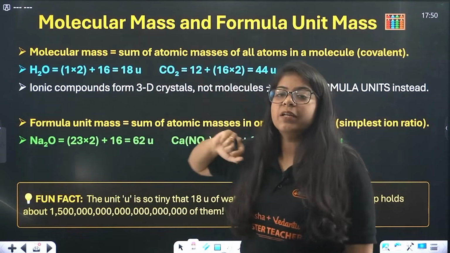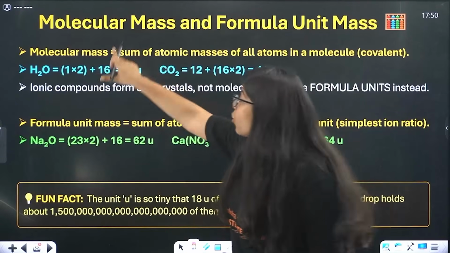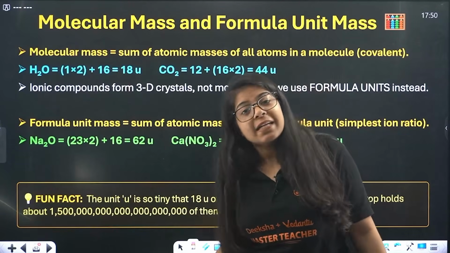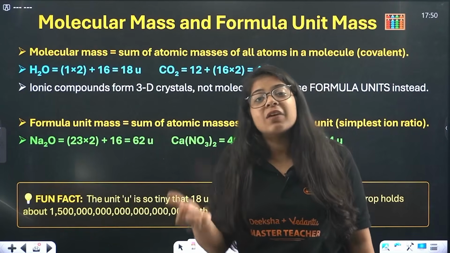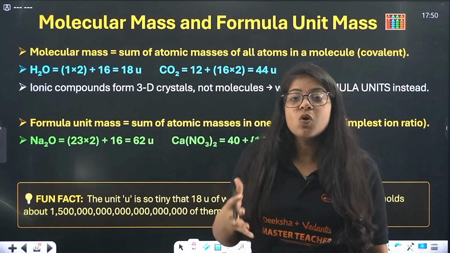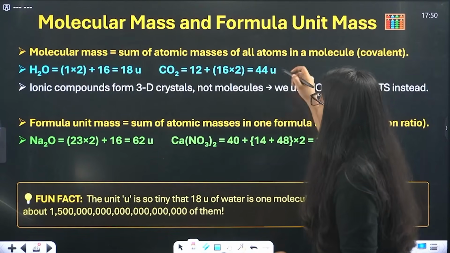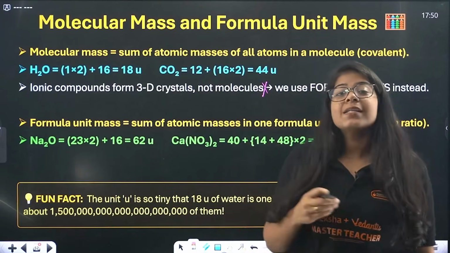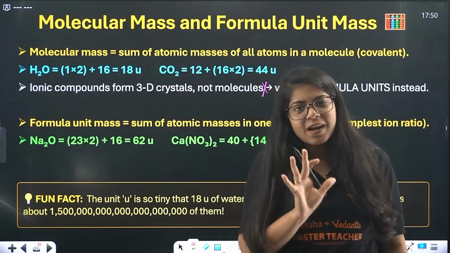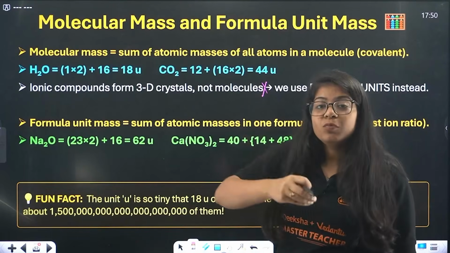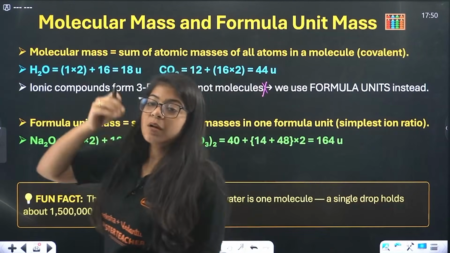These are covalent bonds, covalent compounds. Ionic compounds, on the other hand, give electrons and take electrons. So they form 3D crystals, not just molecules. They don't form molecules, they form crystals. You will learn about that, don't worry. Again, they will form crystals, and so we calculate formula unit mass and not their molecular mass.